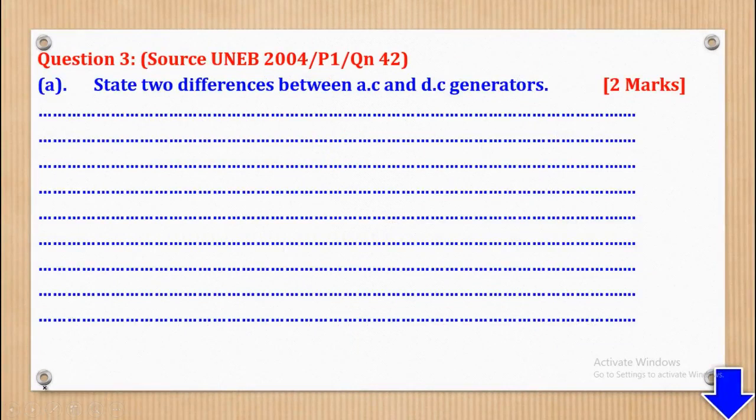So now we shall go to question 3, and question 3 was got from UNEB 2004, paper 1, question 42, and part A says, state two differences between AC and DC generators.